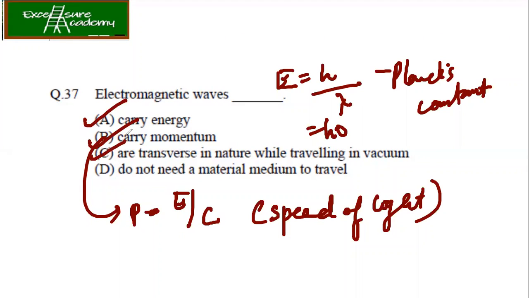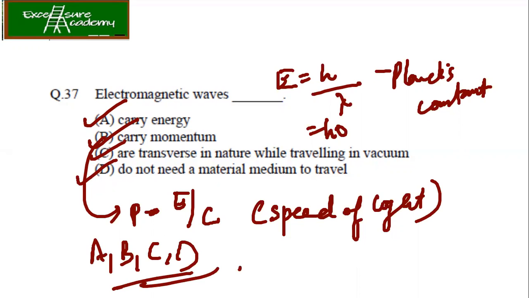A, B, C are correct. Now, electromagnetic waves do not require a medium to propagate, because a medium is required by mechanical waves and not by electromagnetic waves. So even this is true. So for this question, all the options A, B, C, D are true.